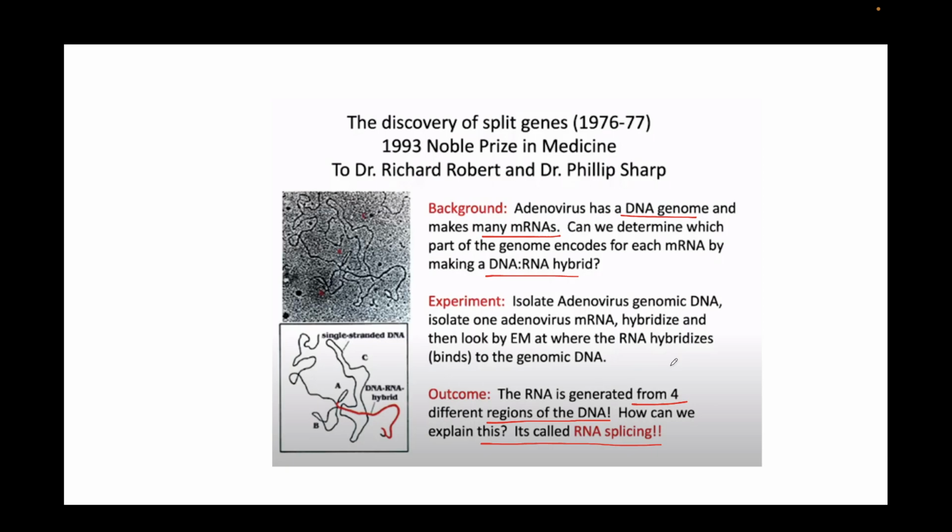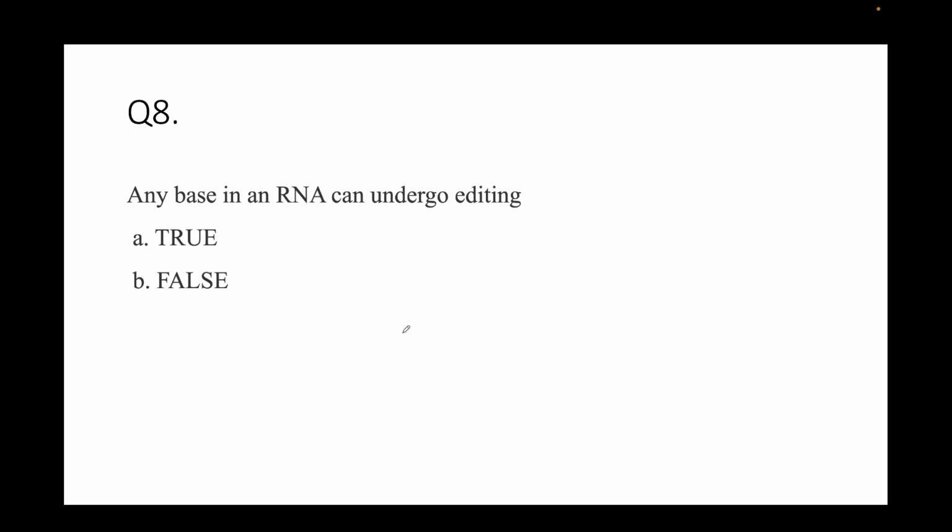This is called RNA splicing. Understood? So if they hybridize genomic DNA and one mRNA, only from this A, B, C, D portion, at one part of the DNA, this hybridization happens, and they saw that the RNA is generated from one part of the DNA, not the whole part. So this is basically called RNA splicing or generation of split genes. Understood? That was about R loop hybridization.